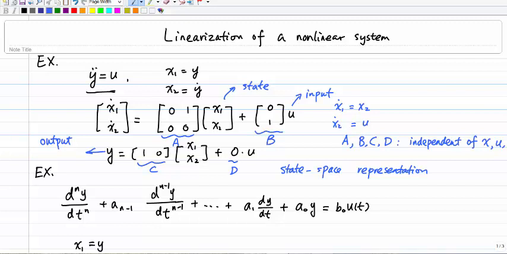So this type of form is x dot is Ax plus Bu. If I define my big X as x1, x2, then x dot is A times x plus B times u, and y is Cx plus Du. We call this the ABCD form. Here A, B, C, D are independent of x and u.